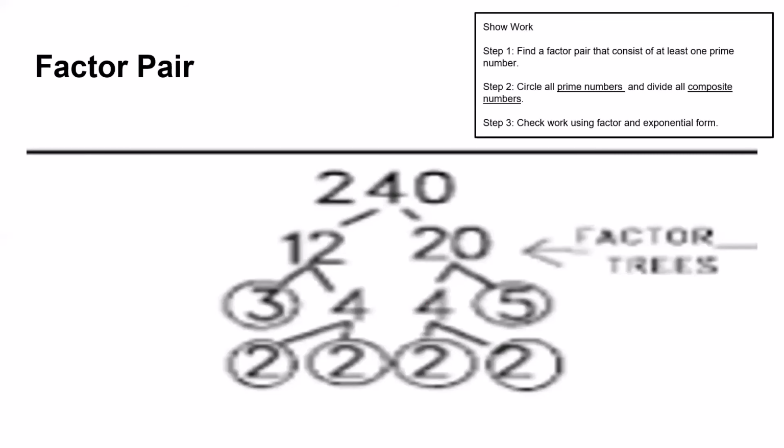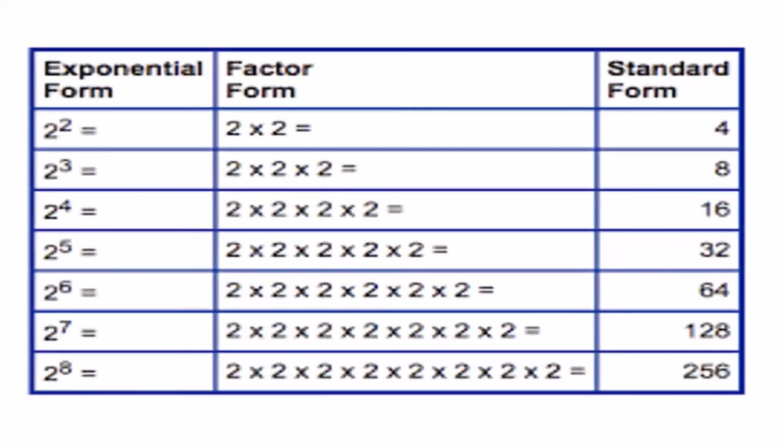20 is a composite number. It breaks down to 4 times 5. 5 is a prime number, but 4 is a composite and it breaks down to 2 times 2. When we write our answers in exponential form, that means we're writing 2 to the second power or 3 to the third power. The way we determine that is based off of our factor form. If we have 2 times 2 times 2 in our factor form, which is equal to 8 in standard form, it's basically saying that we have 2 to the third power.